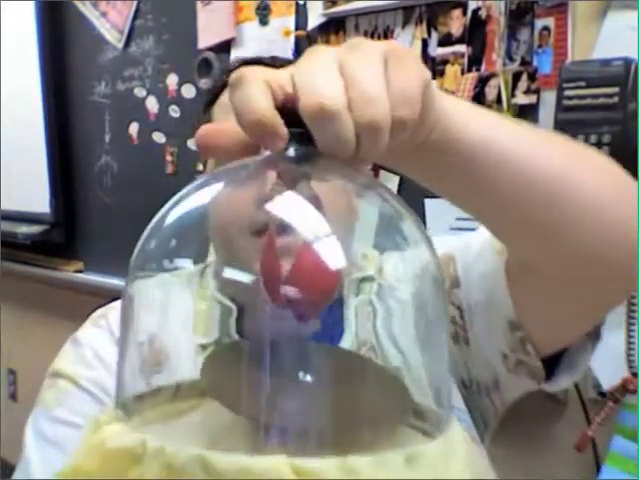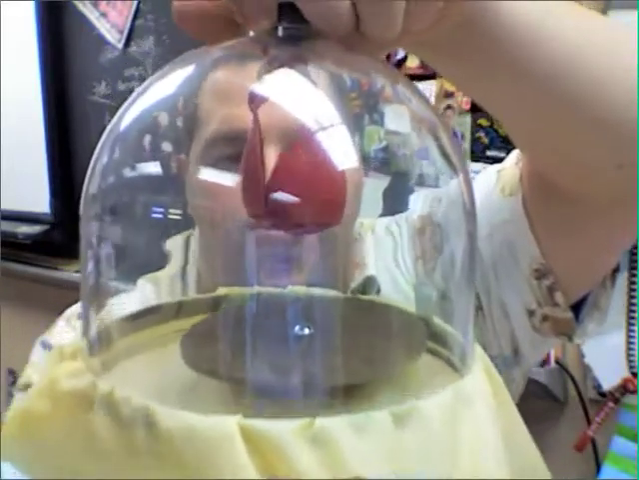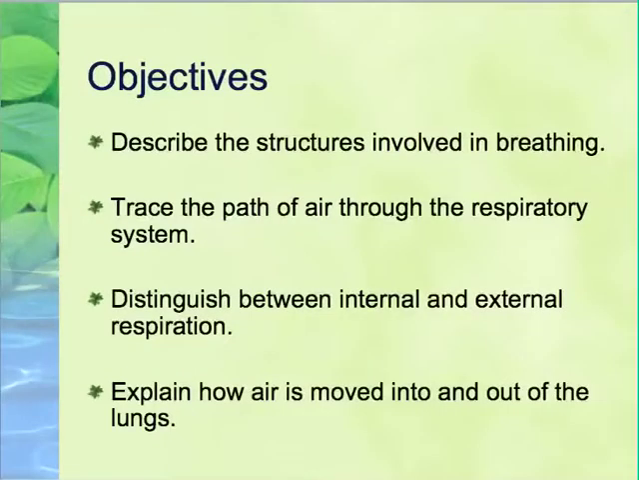All right? Inspiration is the process of taking air in. It's done by a passive process using a vacuum, meaning that the diaphragm contracts and air flows in. Then when we relax, the lungs collapse. That's expiration. Now let me look at the objectives and see what else we need to do. Hey, that's it. We did it.